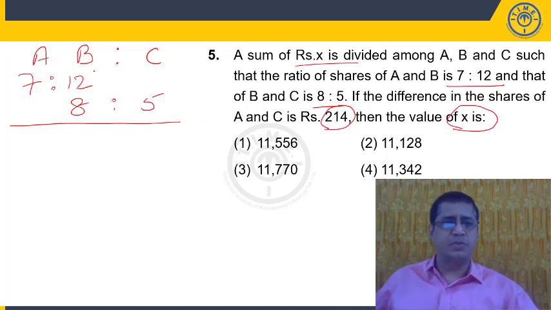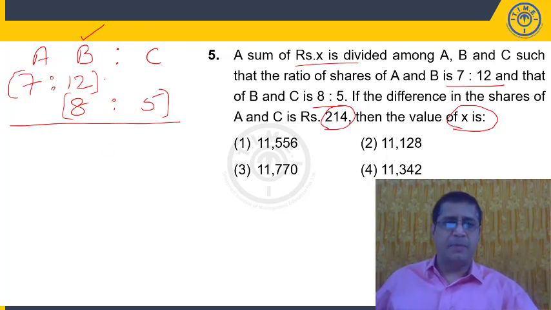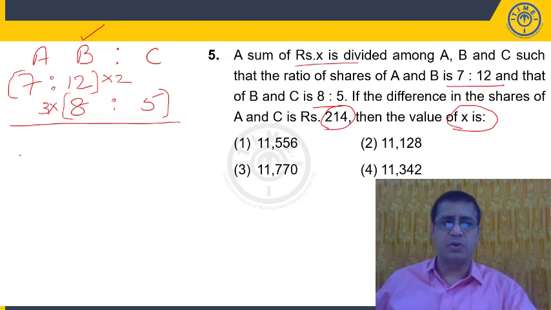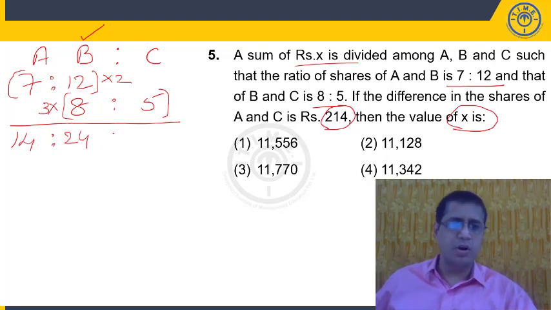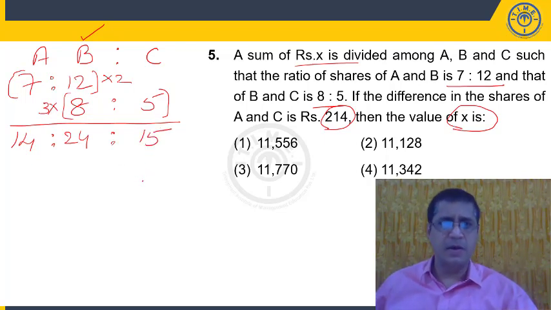How to find the ABC ratio? Make the value of the common element, that is B, the same in both the ratios, by multiplying the first ratio with 2 and the second ratio with 3. 12 and 8 LCM is 24. I am trying to make these values 24. So 2 times 7 is 14, 2 times 12 is 24, 3 times 8 is 24, 3 times 5 is 15. Combined ratio of A, B, C is 14, 24 and 15.